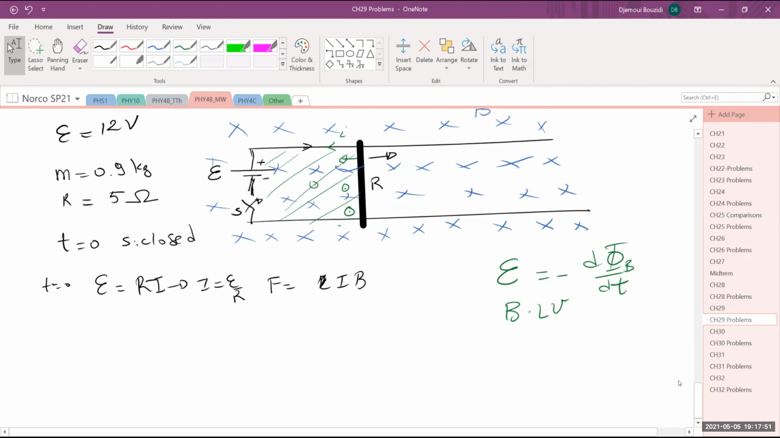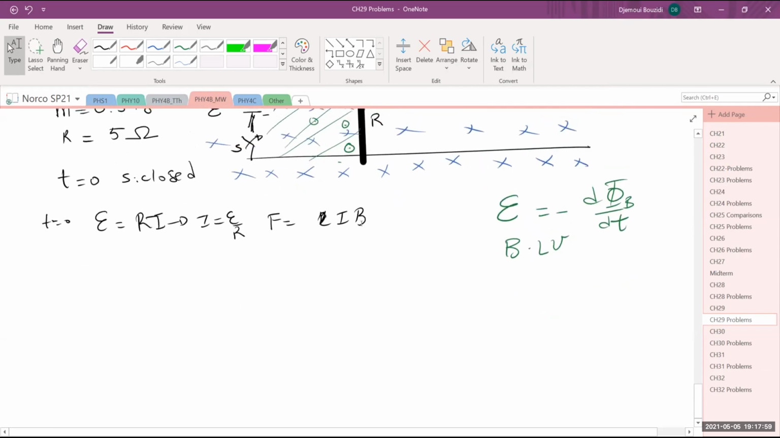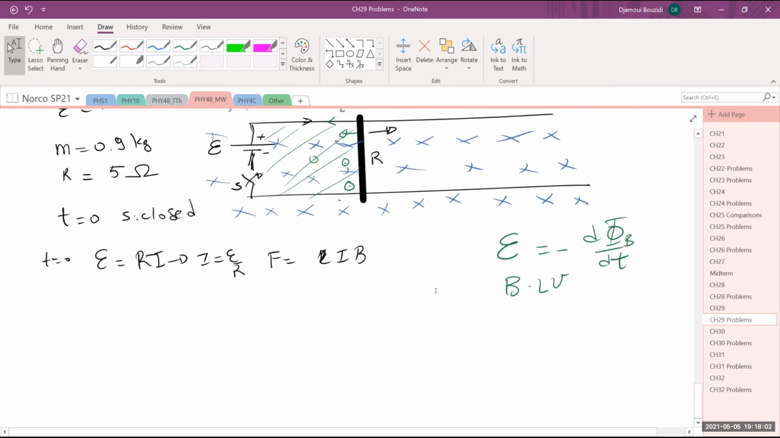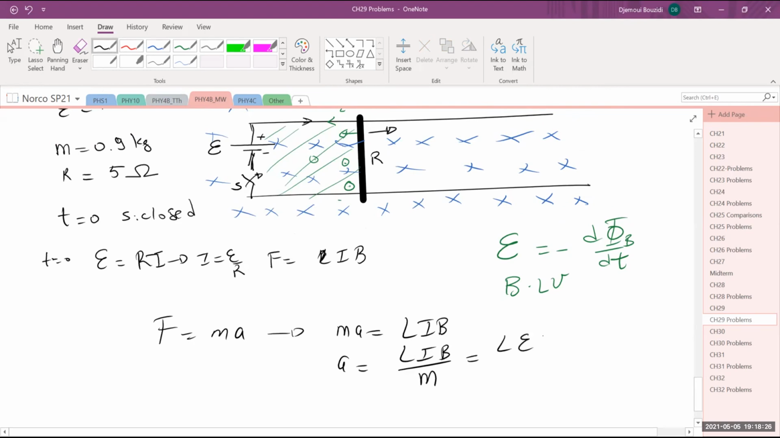So part B, just after the switch is closed, what is the acceleration of the bar? So after it's closed, this is the current. So the acceleration is F equals ma, that's all. We know F equals ma. So the acceleration will be given by ma equals ILB. And from here, the acceleration will be just ILB divided by m. And I know what I is. It's the EMF over R. So this is going to be mR.